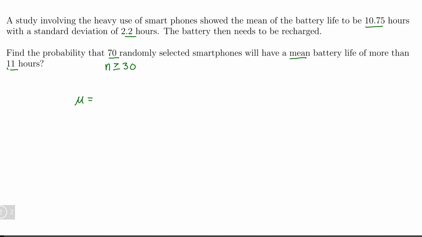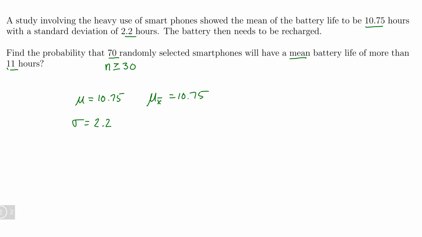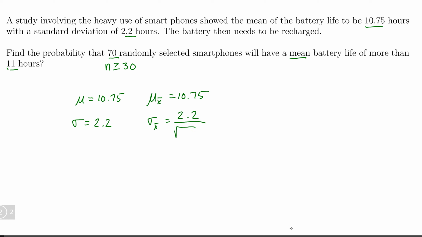So we know the mean of the original distribution is 10.75 hours. So the mean of the x bar distribution is also 10.75 hours. The standard deviation of the original distribution is 2.2 hours. So the standard deviation of the x bar distribution is 2.2 divided by the square root of n, and again, in this case, n is 70. So we get the standard deviation to be about 0.2629502941.